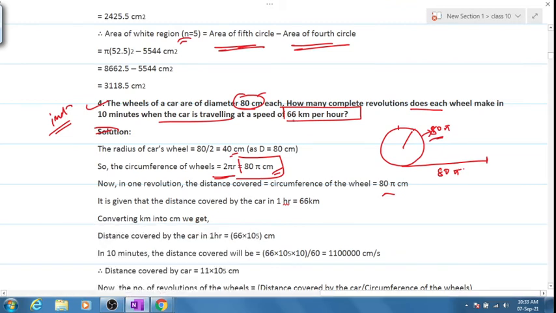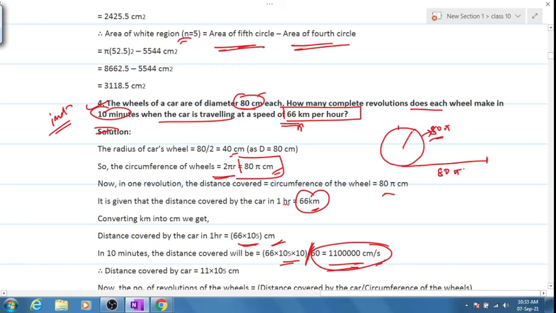And they are already saying that they are moving at a speed of 66 km/h. That means in 1 hour 66 kilometers, yes or no? And since we need things in centimeters, this will be into 10 to the power 5 centimeters, yes or no, this 66 kilometers in 1 hour. And they are asking you in how many minutes? 10 minutes. So in 10 minutes it will be covering into 10 divided by 60, yes or no? This much distance would be covered in 10 minutes.